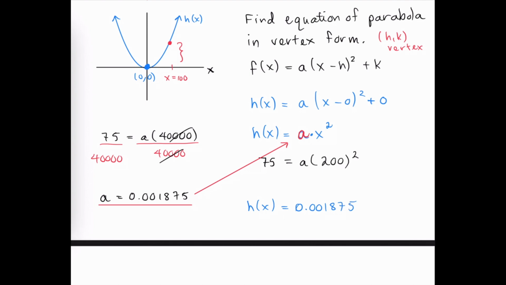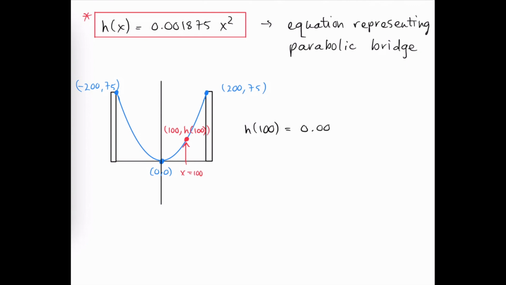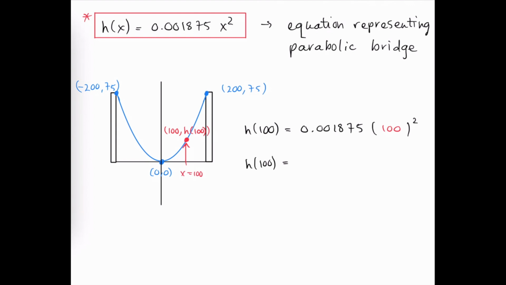Our height function is h(x) = 0.001875 x squared. So let's come back to our concept drawing. Now that we have our height function, we can take the x-coordinate 100 and plug that into the height function to get the corresponding output. This output represents the y-coordinate of the ordered pair, but it also represents the height of the cable at this point. So we're evaluating the height at 100 using the function that we found. Let's plug 100 in and evaluate.